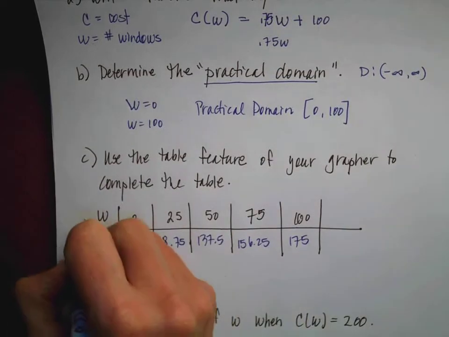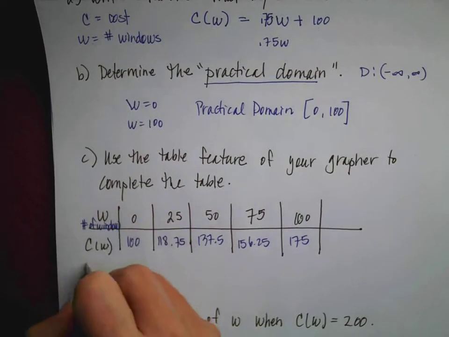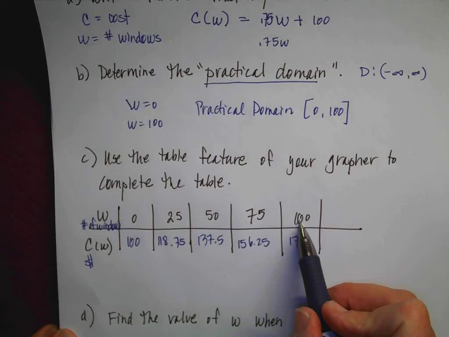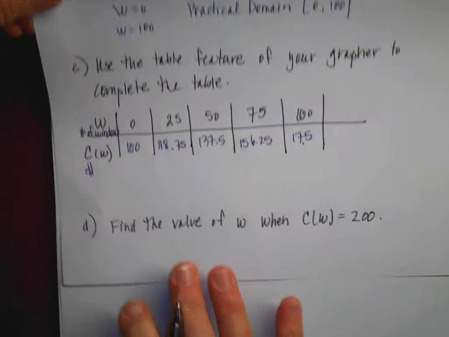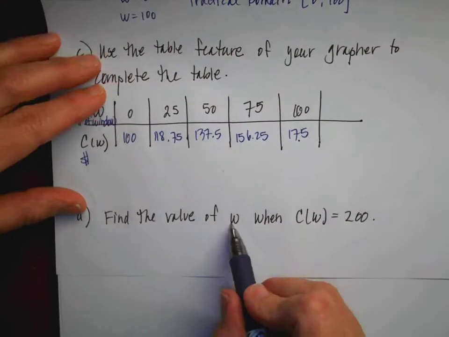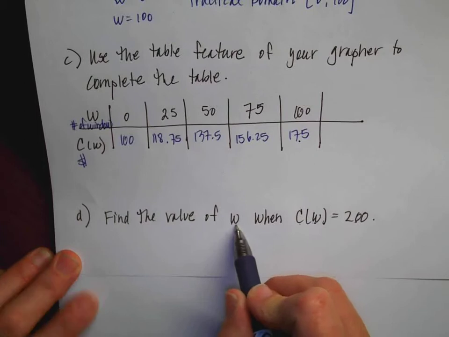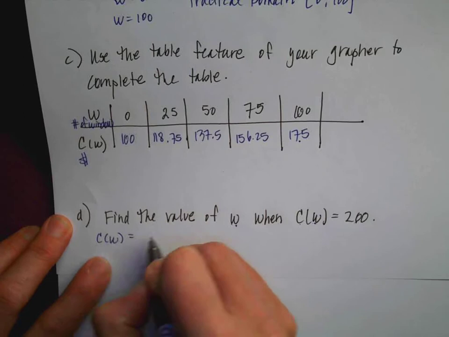So now let's talk about the units that we would write. For W, that's the number of windows. And C of W, the units would be cost, because C represents how much it would cost. So if they wanted to come out and wash 100 windows, it would cost us $175. Okay? The last part of this example says find the value of W when C of W is equal to 200. So they're telling us the Y value, and they want us to find the X value.